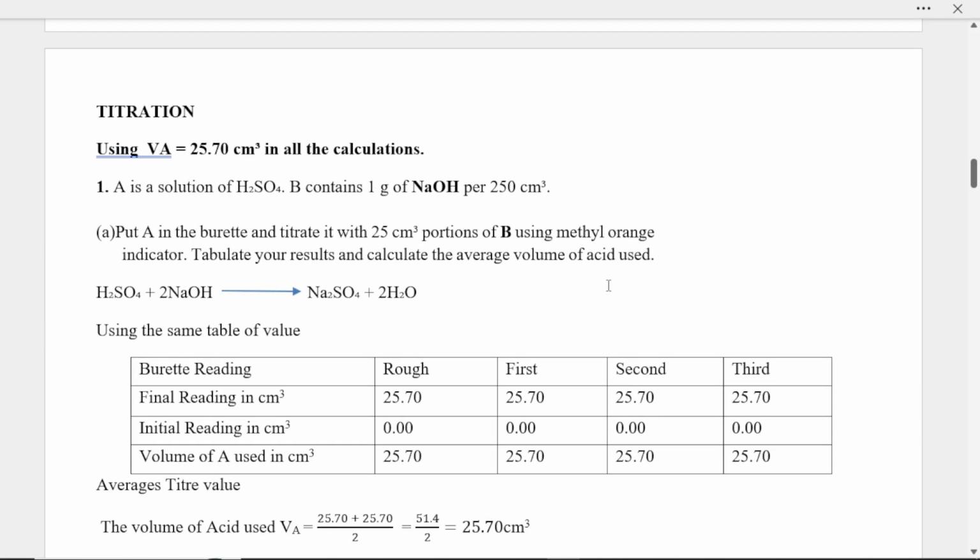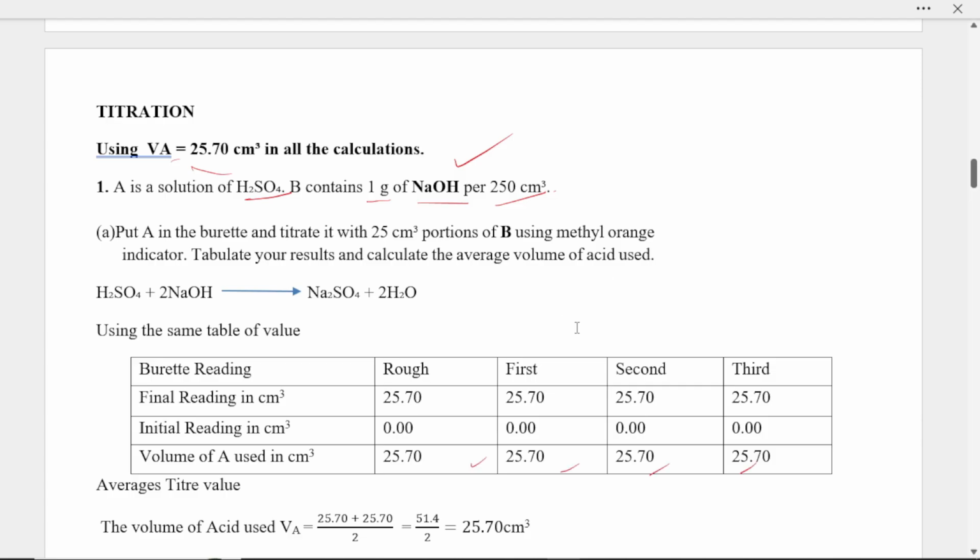Let's look at now question one. For the titration, we'll be using 25.7 cm3 all throughout this calculation. It says A is a solution of H2SO4, while B is sodium hydroxide. Now, sodium hydroxide is 1 gram per 250. That means if you are going to use this value, you are going to be converting it to gram per dm3, right?